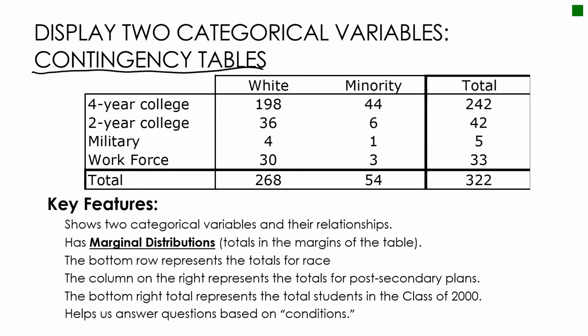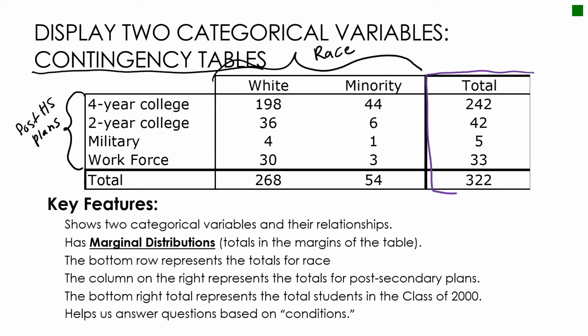So what this does is it gives me one of my categories here. So this category is obviously post-high school plans. And this category would be race, not very specific, just white and minority. And some tables do have a total column. So notice I have a total column and I also have a total row. Those are helpful, but keep in mind that you may not get those if you're working on a question.